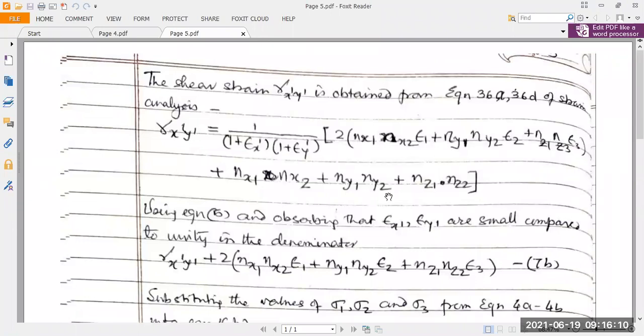Now, we know from our strain analysis that the shear strain gamma x dash y dash is obtained from this formula, which we have reduced like this. We have two straight lines originating from the same origin, say P, one is PQ and one is PR, and the angle in between is theta itself.